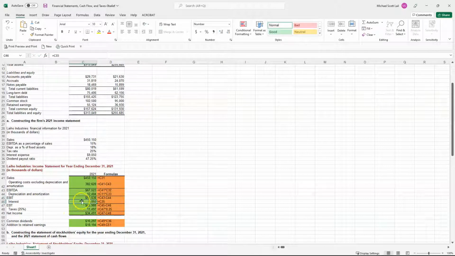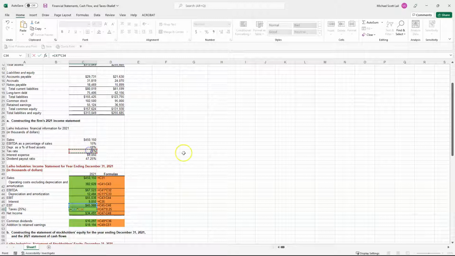Okay, interest. How do we know anything about interest? Interest we do know. It's $9,050, so it's going to reference that cell. That means I can now take that away from my EBIT, and that's going to give me my EBT. And now my taxes, it says, was a 25% tax rate. So I could say this is equal to my 45,988, and it's up here somewhere. Here we go, 25% tax rate. So I even know my tax rate.